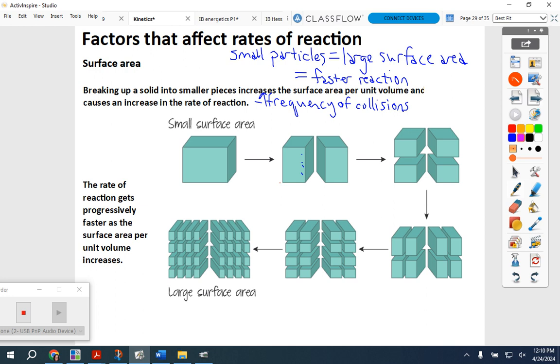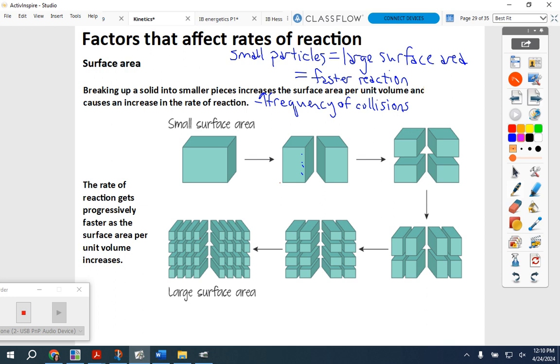And so if we can then take that chunk and cut it in half, now all of a sudden we have these inside faces of the chunk that are now open to reaction. So we've increased the surface area by making the particle size smaller. Every time we do that, we increase the surface area.